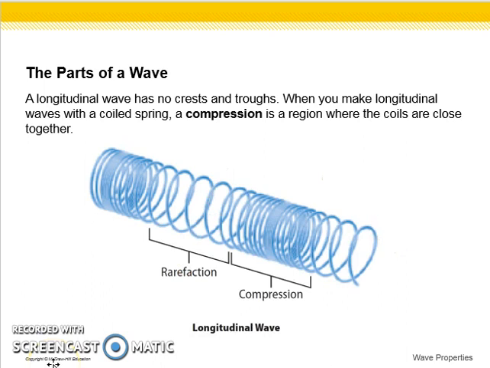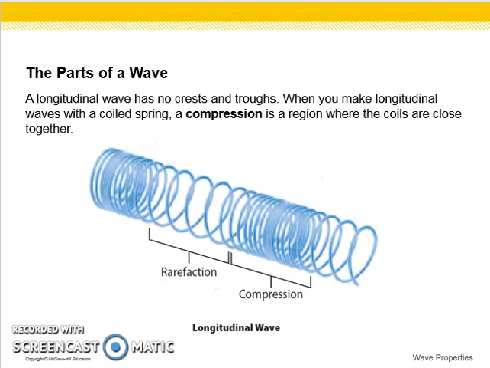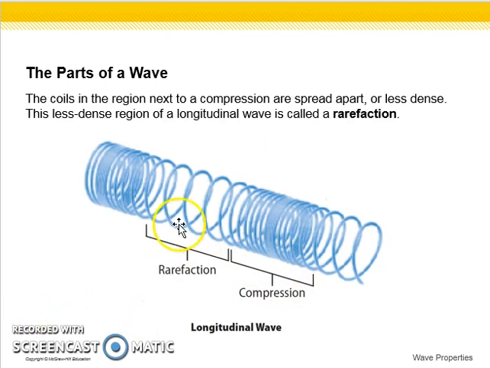Now, a longitudinal wave is actually a lot different, okay, because it doesn't have any crests and troughs. It doesn't have this high, low, high, low. It doesn't look like that at all. A longitudinal wave has something with the coiled spring again. This example has this compression in this region where the coils are close together, okay? And then next to compression, where they're really spread apart, or it's less dense, we call this rarefaction.